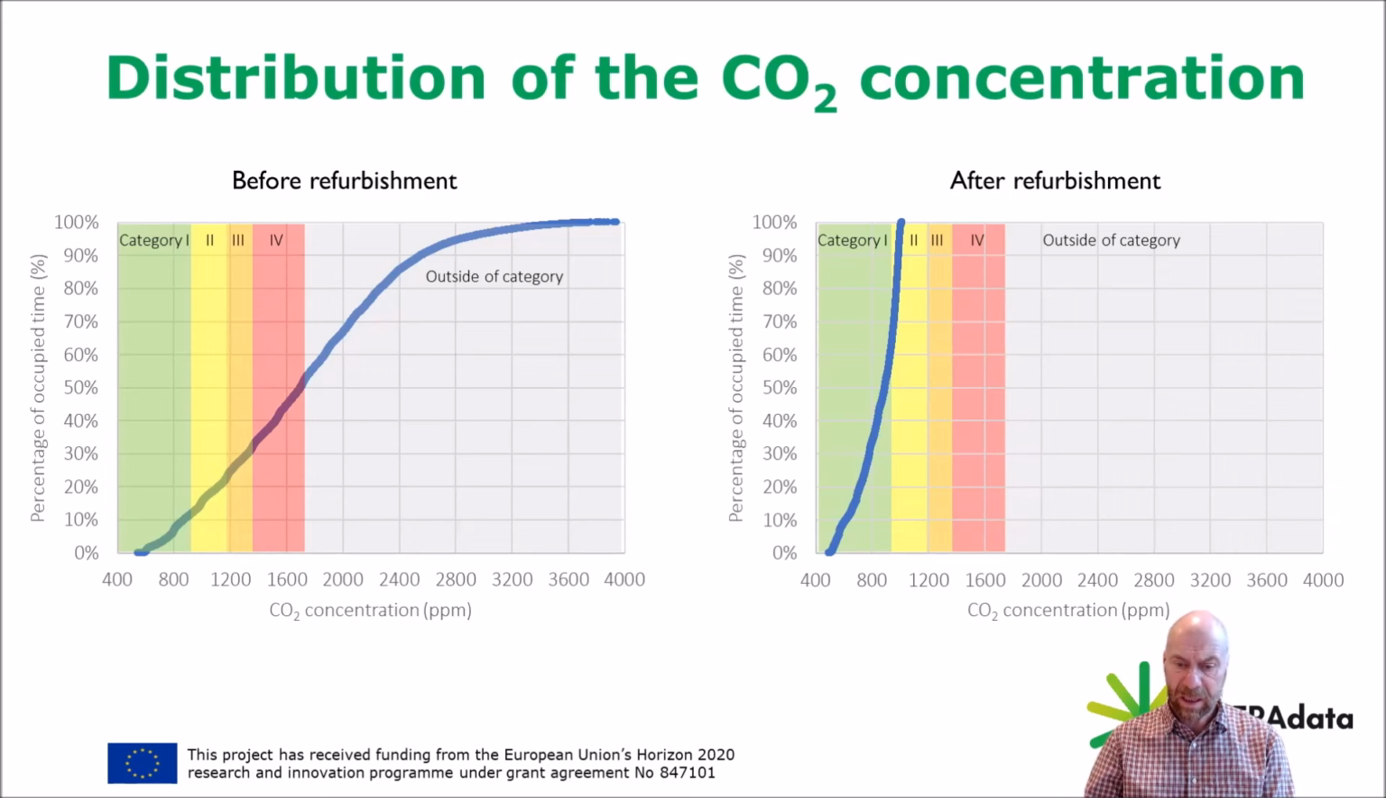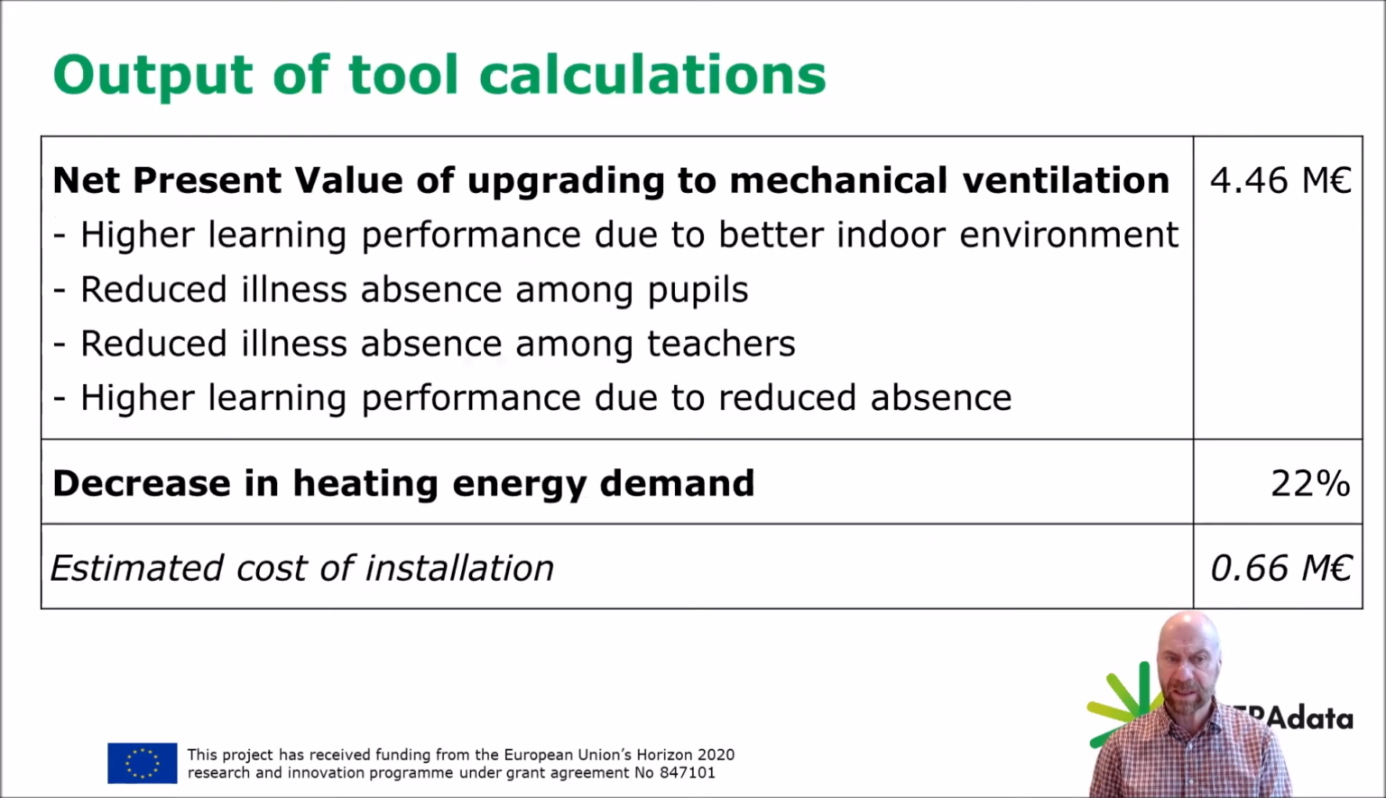And when we estimate the economical benefits then of carrying out the upgrade, then we come to this result, that the net present value of upgrading the building amounts to 4.46 million euro as calculated over 20 years. And this is due to higher learning performance caused by the better indoor environment, reduced illness absence among pupils and teachers, and then higher learning performance of the pupils due to reduced absence.